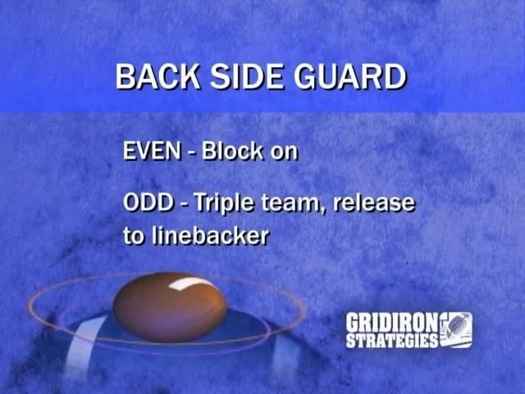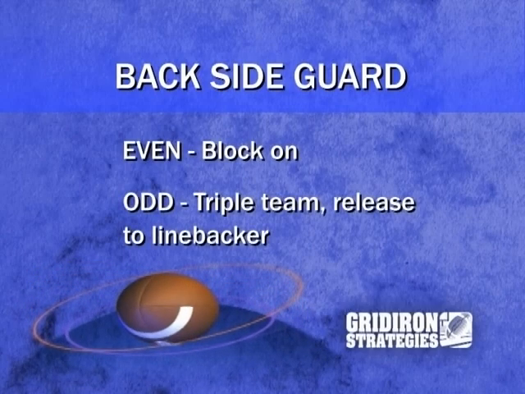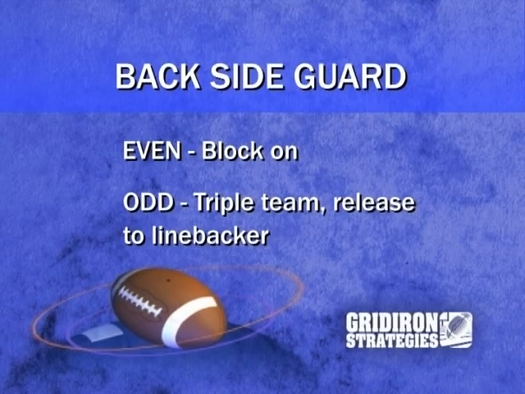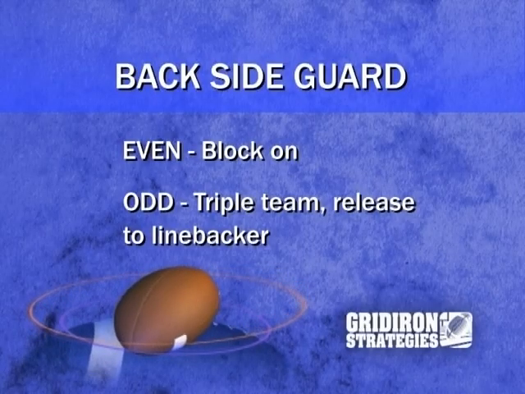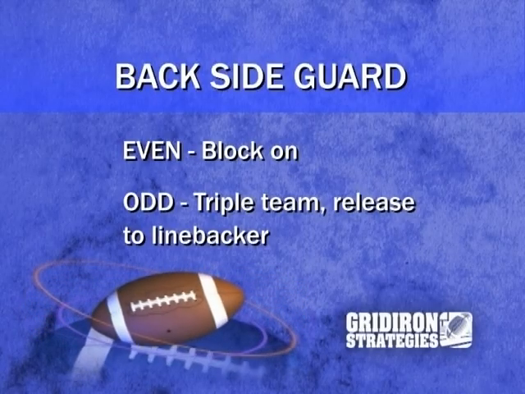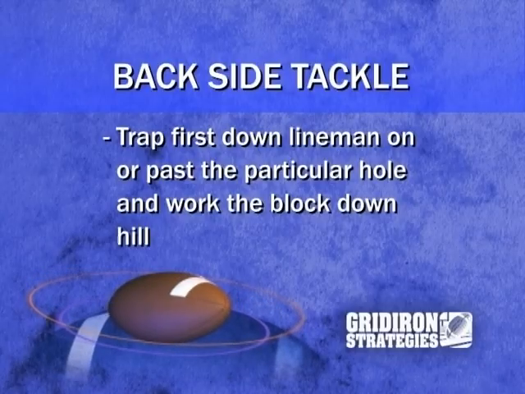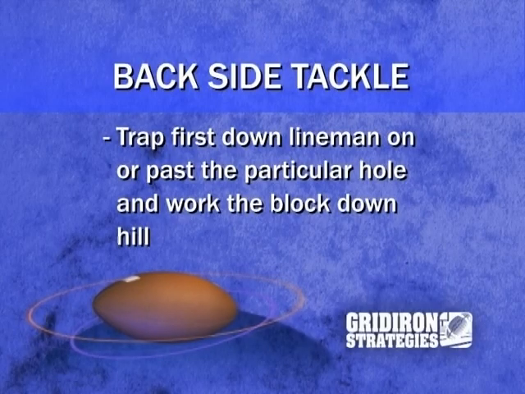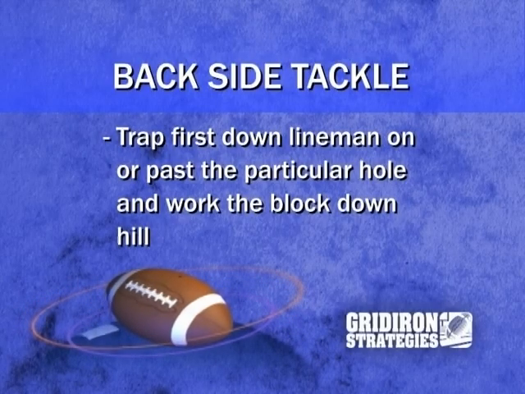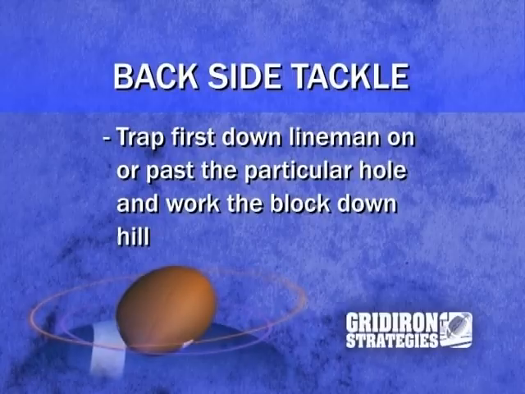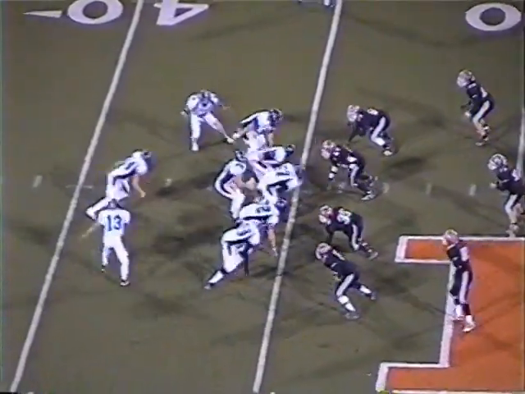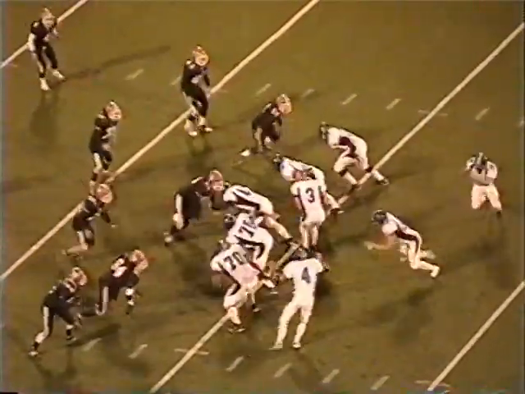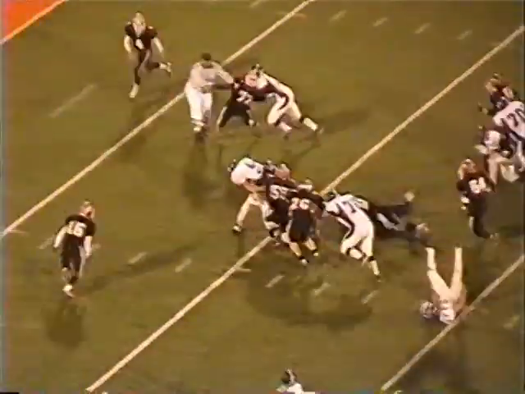The backside guard will block on if it's an even front, so the guy directly inside of him, either inside or outside, he'll block on him. If it's an odd front, we'll work him from a triple team to releasing up to that backer. The backside tackle is going to trap the first down lineman on or past the particular hole. And he is going to work that downhill, and he's going to try to gain some momentum as he goes downhill. Again, if you think back to our personnel we talked about two segments ago, we want a tackle that can not only physically block, but one that can run.